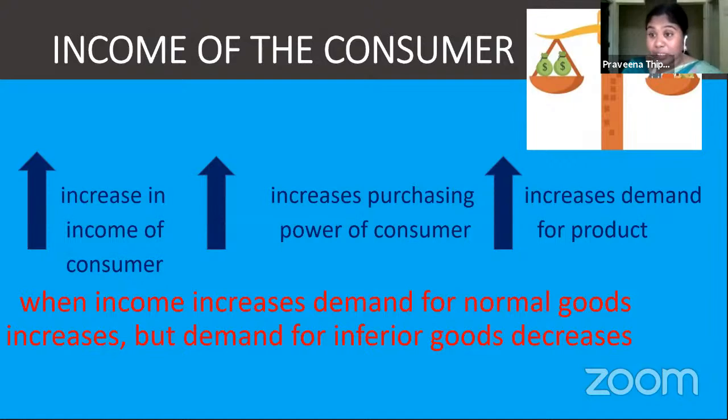But when income increases, the demand for normal goods will increase. So what are normal goods? All the basic necessary goods like food grains, medicines, and clothes. So these are the essential goods. So when the income of a person increases, the demand for normal goods will increase. And when the income increases, the demand for inferior goods will decrease. The people don't prefer to buy the inferior goods.